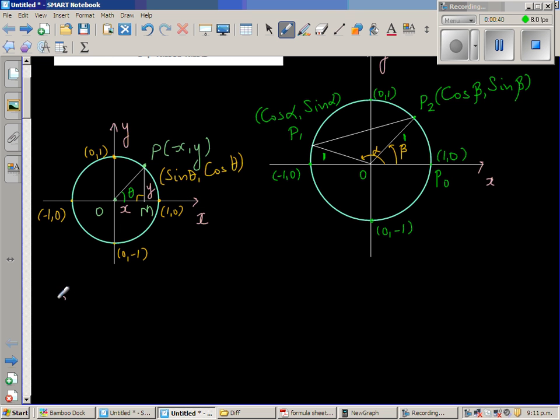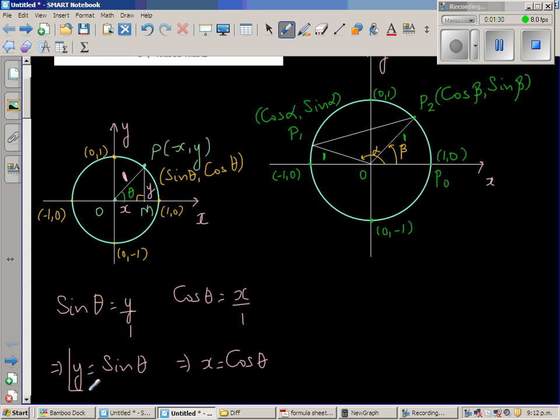Can I say sine theta is y over 1, because sine theta is opposite over hypotenuse? Your opposite is y and your hypotenuse is 1, which implies y is nothing but sine theta. So your y coordinate can be written as sine theta. In the same way, cos is adjacent over hypotenuse. Your adjacent is x and your hypotenuse is 1, because this is a unit circle, so the radius is 1. So x over 1 implies x is nothing but cos theta. The x coordinate corresponds to cos theta and y corresponds to sine theta. So this x, y can be rewritten as cos theta, sine theta.